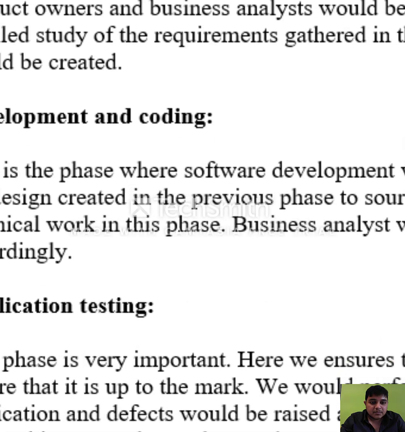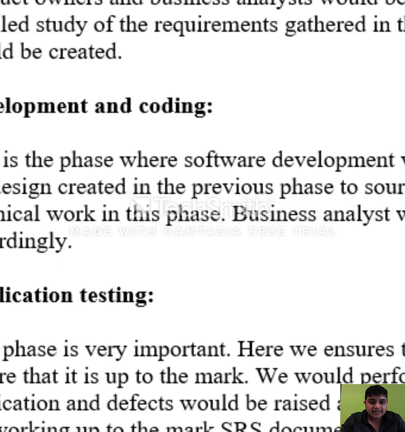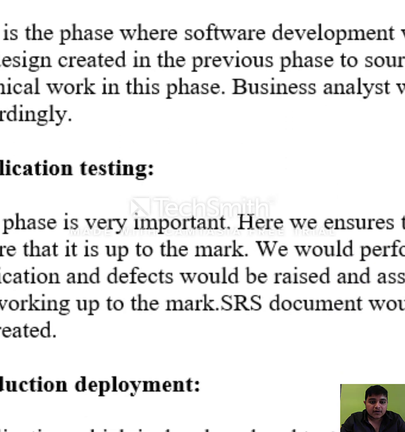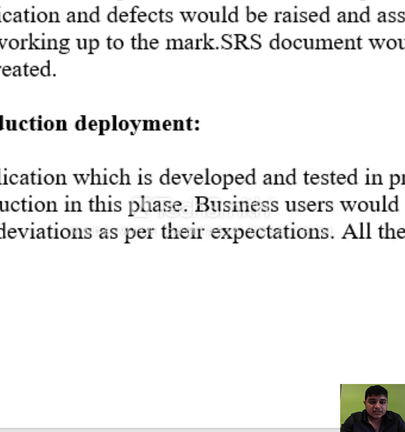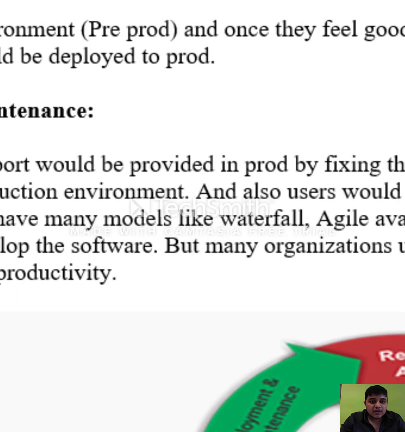Application testing. This phase is very important. Here we ensure the quality of the software is tested and that it is up to the mark. Production deployment. The application which was developed and tested in the previous phase would be deployed to production in this phase. And the last one is maintenance. Support would be provided in production by fixing the defects raised by users in the live production environment.